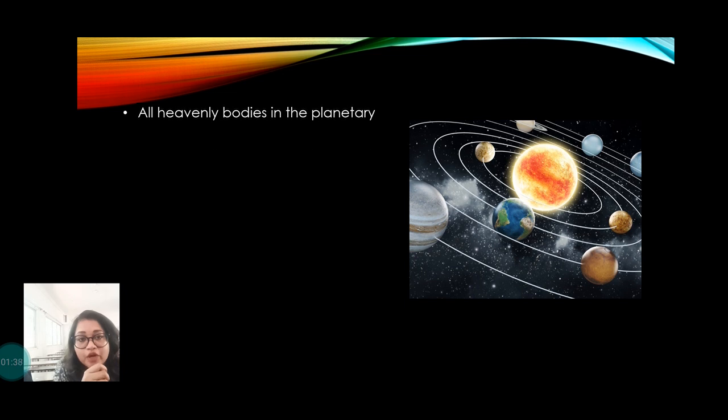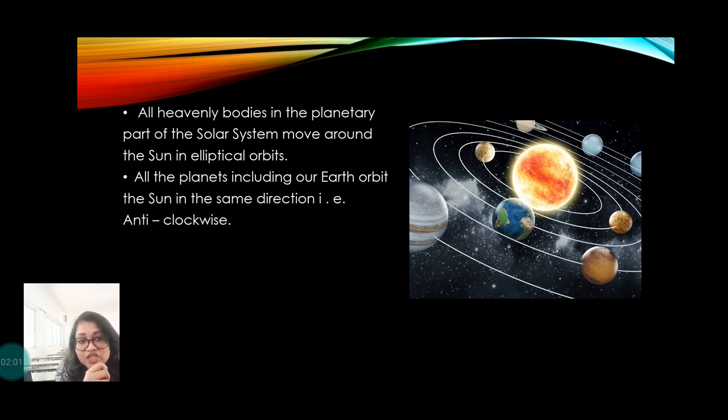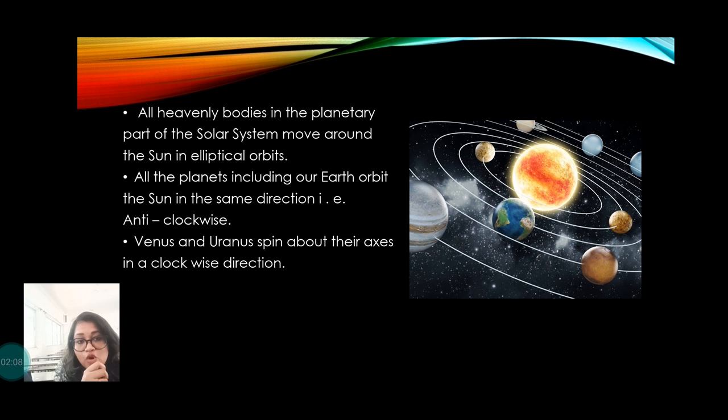Now the next thing we are going to discuss is a few important pieces of information about the motions of the earth. Like all the other heavenly bodies, the earth also moves around the sun. All the planets, including the earth, orbit the sun in the same direction, that is the anti-clockwise direction. Venus and Uranus, these two, rotate about their axis in a clockwise direction.